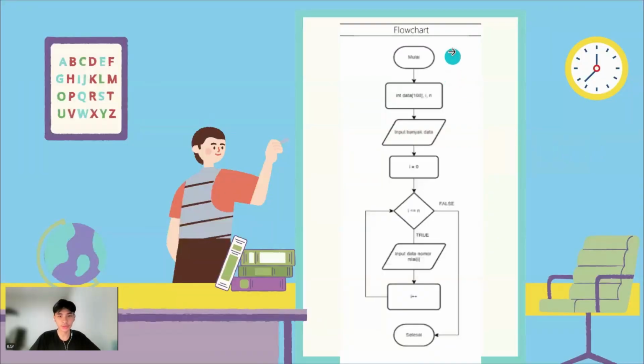Here is the flowchart. Start with the initialization of an array named data with 100 columns and i as the variable that we use for the loop. Then we input how many data we want to input, and then this will be the looping where we input the data to the array, and after that it will break and finish the program.